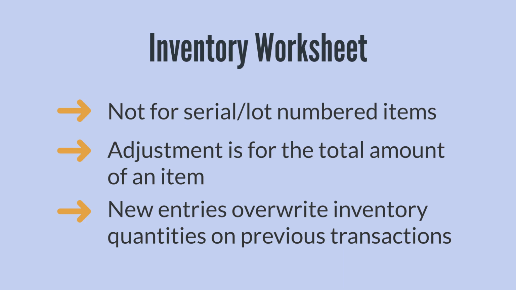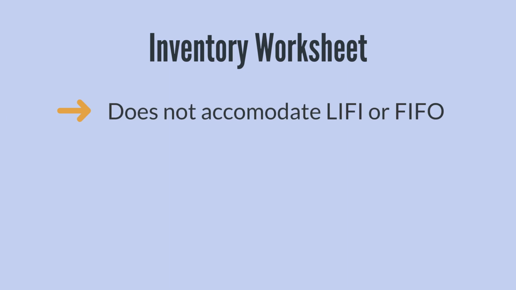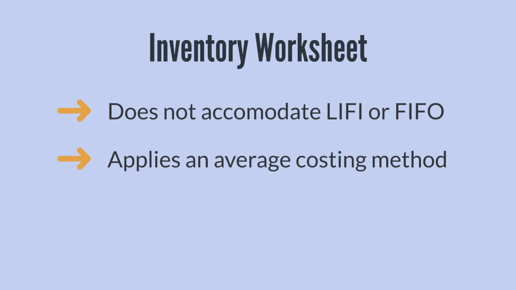If it is the last entry of the day, then it will overwrite any previous entries made for that item on that day. Unlike the Adjust Inventory form, the Inventory Worksheet does not accommodate LIFO or FIFO. Rather, it will average the cost of each item. If you use LIFO or FIFO in your inventory accounting and you don't want an item's costing history to be averaged, then you should use the Adjust Inventory form instead of the Inventory Worksheet.